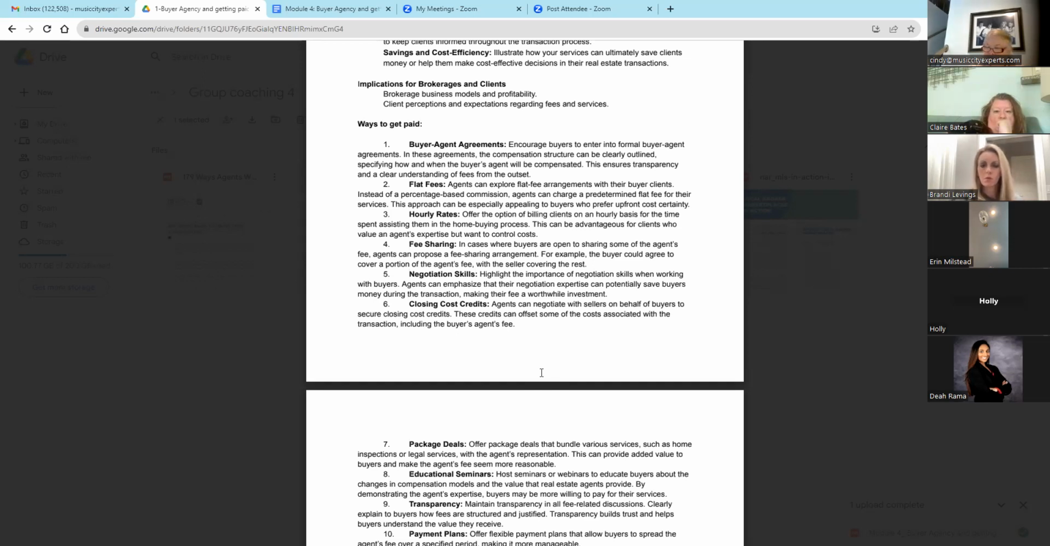Fee sharing, this is going to be basically, the buyer could agree to a portion of the agent's fee with the seller covering the rest. You might negotiate your fee. Your fee may be split between the two parties. Negotiation skills, your expertise can help save the buyer's money during the transaction, or make their fee an investment, if you can show them that hiring you is going to put them in a better financial position than hiring somebody else.